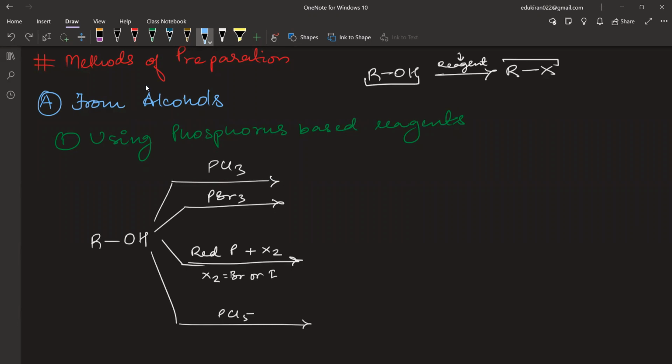Okay, raise your hand if you can guess it. I'm not asking if you know it. I'm asking if you can guess the answer. What type of alkyl halide will be there? Okay, Hishma can guess the answer. No one else can guess the answer.